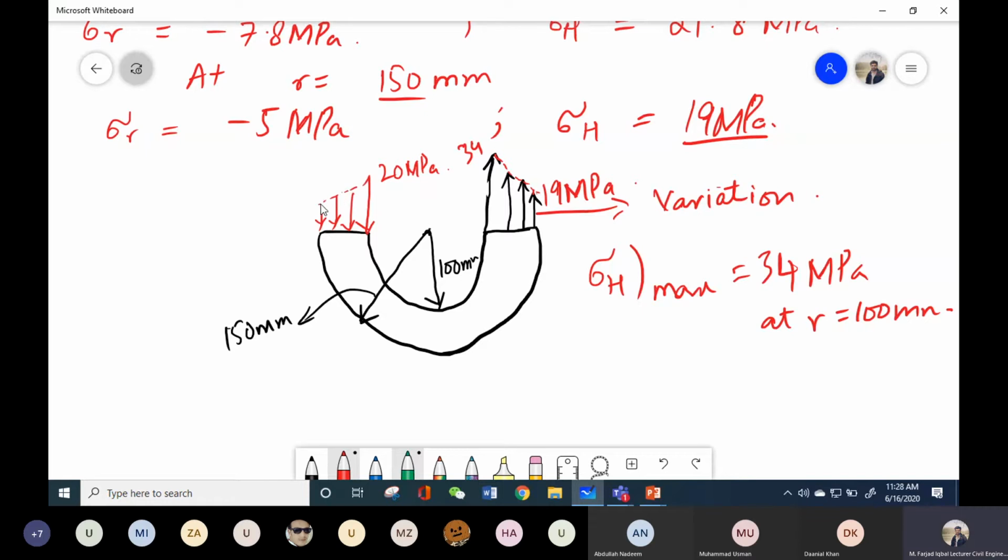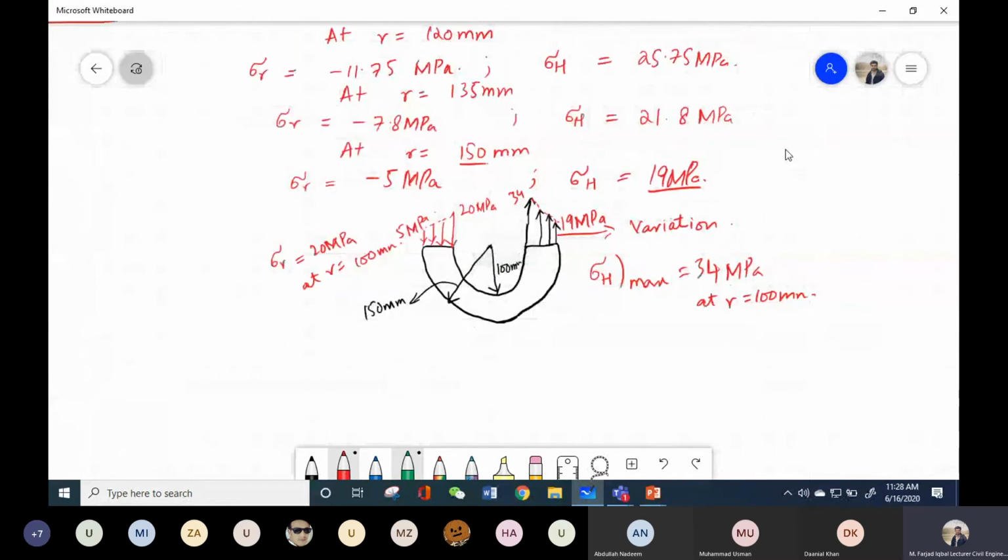So if I connect these points, I will get the parabolic distribution for both these hoop stresses and radial stresses. And the maximum value of radial stress is 20 megapascal at R equal to 100 millimeters. So this is how you represent the variation of these hoop stresses and radial stresses along the thickness of the cylinder. If there is any question about this numerical, you can ask me right now. If not, we can move on to the next one.